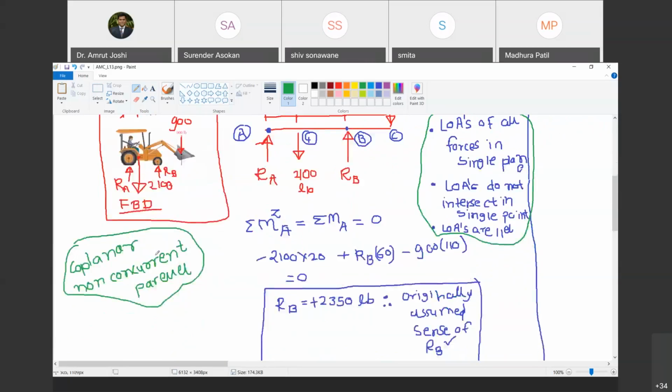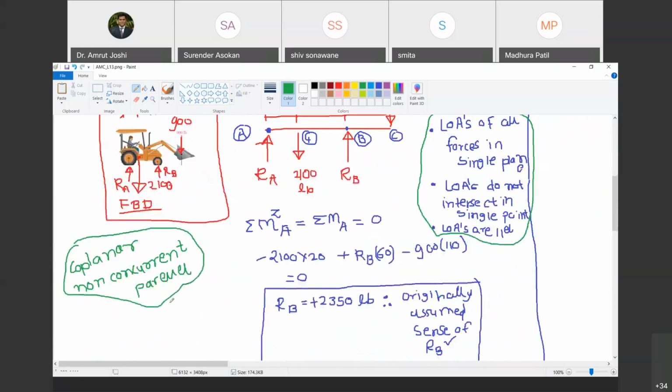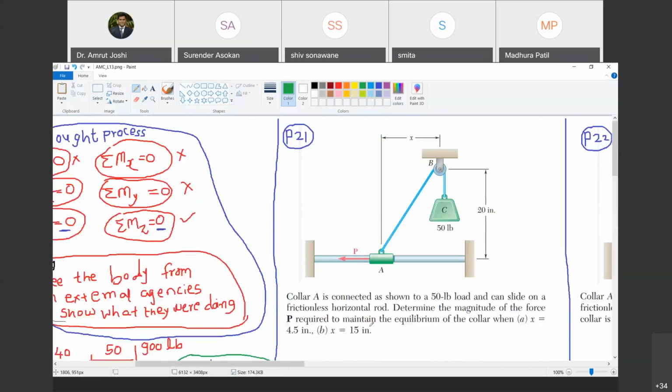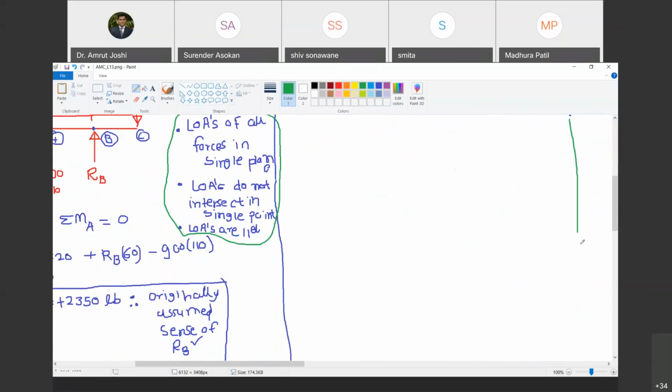So ये कौन सा problem है? Coplanar, non-concurrent, parallel force system. How did you decide the type of force system? By looking at the free body diagram. So you have to look at the free body diagram and decide the type of force system and then proceed. Are you with me? Yes, sir. Chalo. So immediately in the next problem, you will understand the difference.